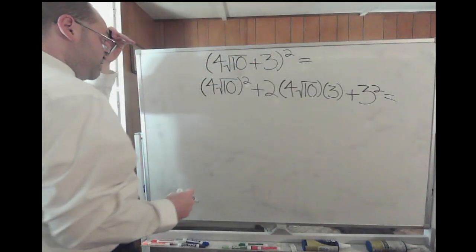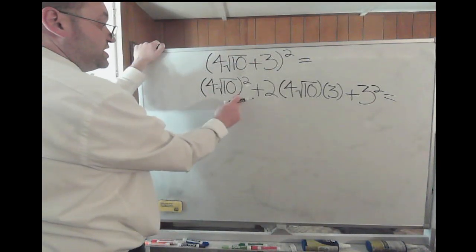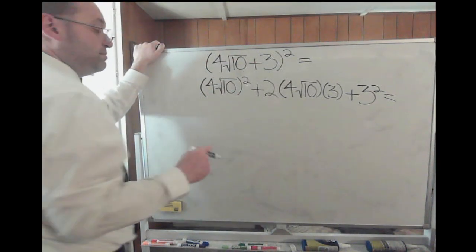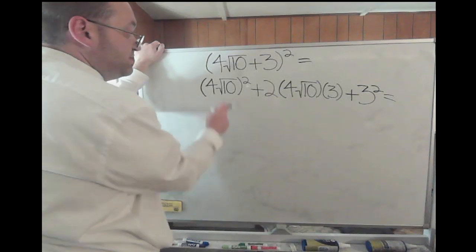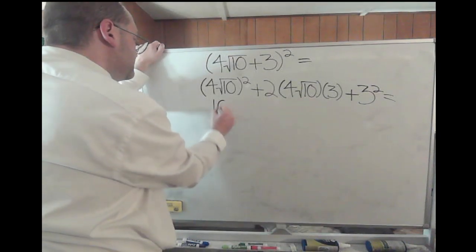which, okay, first term, 4 to the second power is 16 times the square root of 10 to the second power, which would be 10. You'd have 16 times 10, that would give you 160.